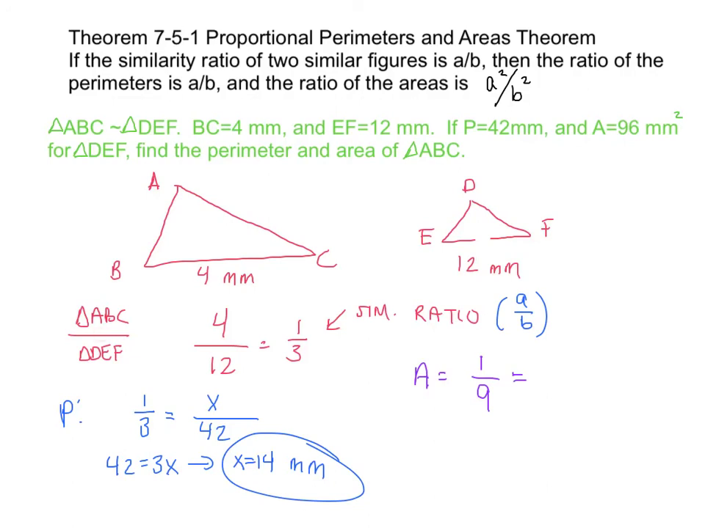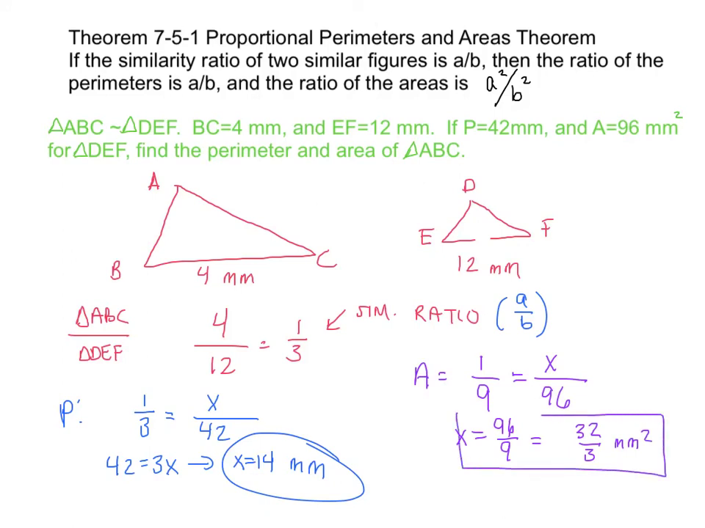We have ABC on top. Do we know the area of ABC? No, so let's just go ahead and call it X. And it's over the area of DEF, which is 96. Again, go ahead and cross multiply. X is equal to 96 over 9, or in other words, if you were to reduce this, it's 32 over 3 millimeters squared.